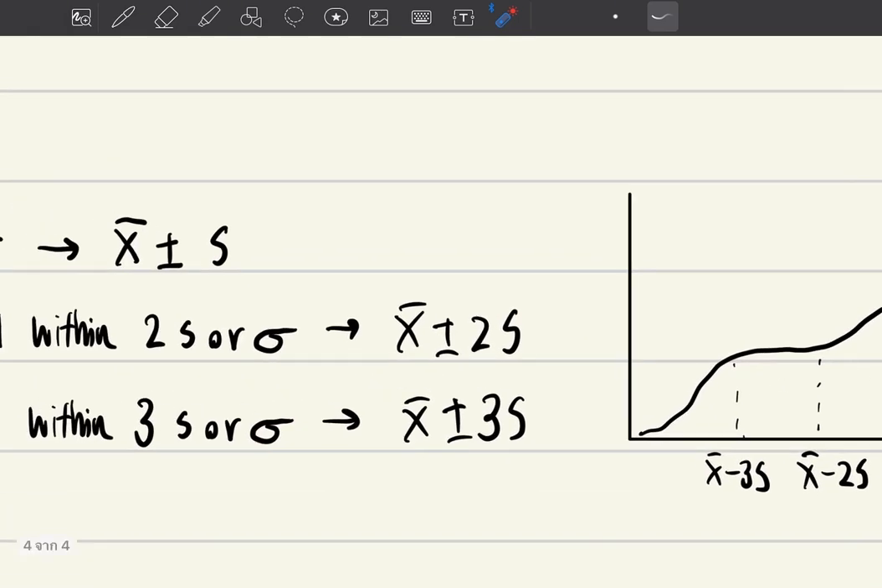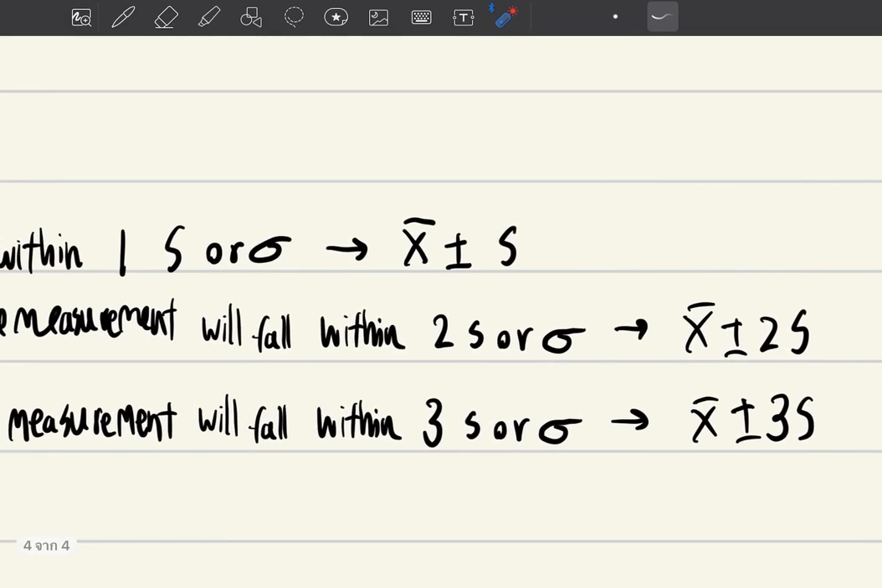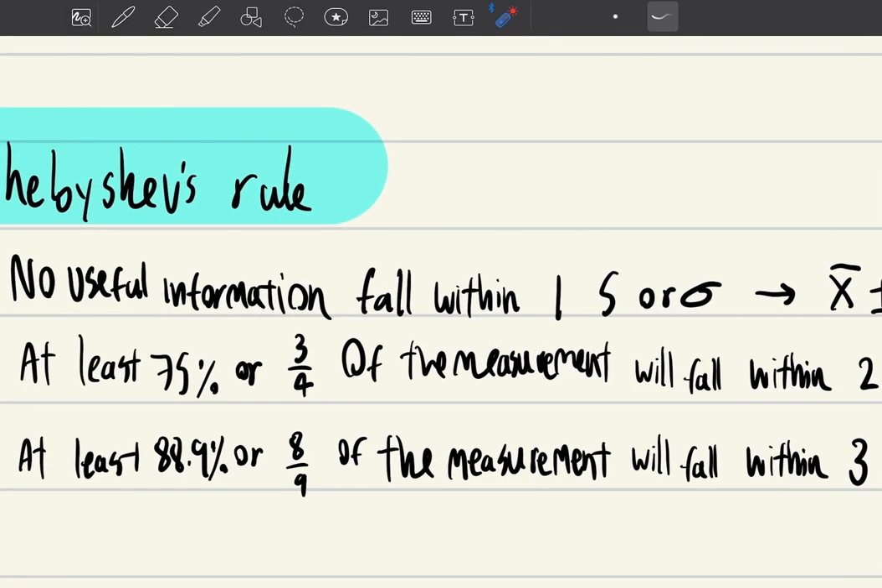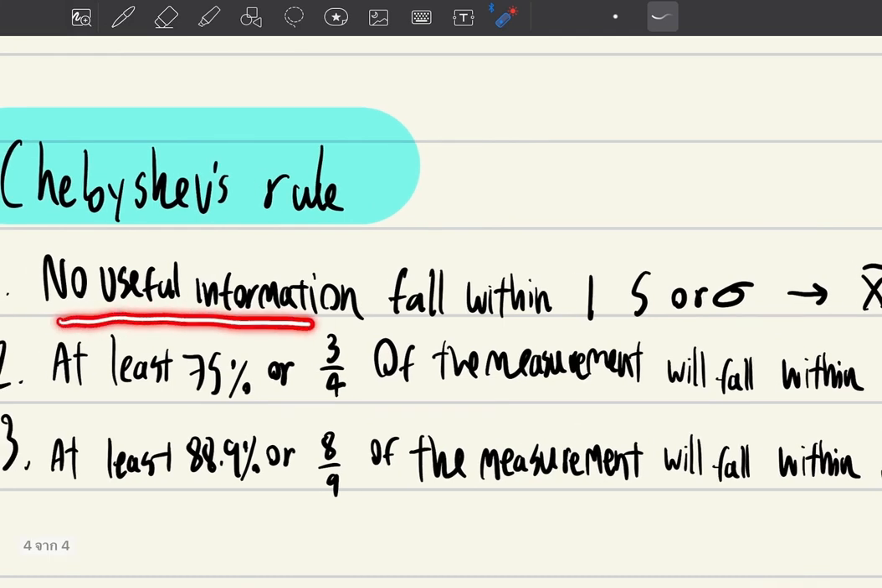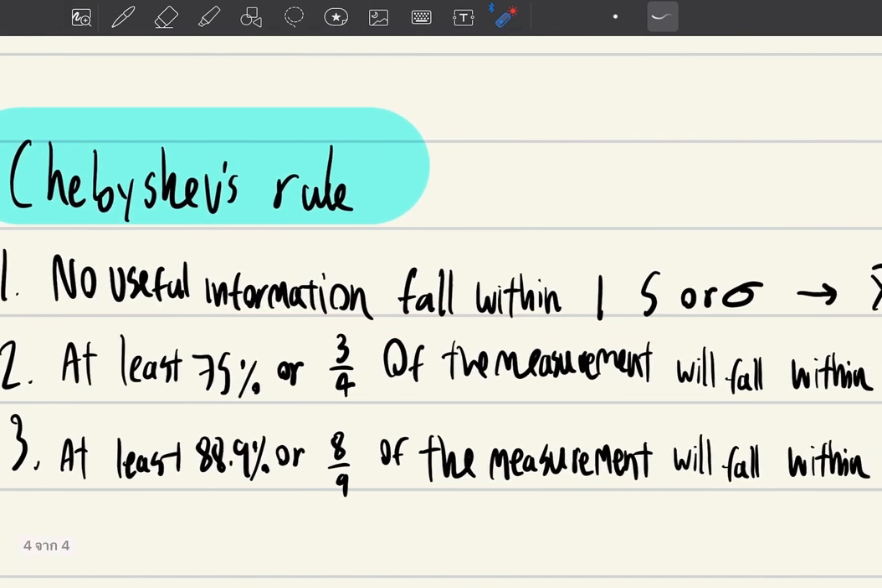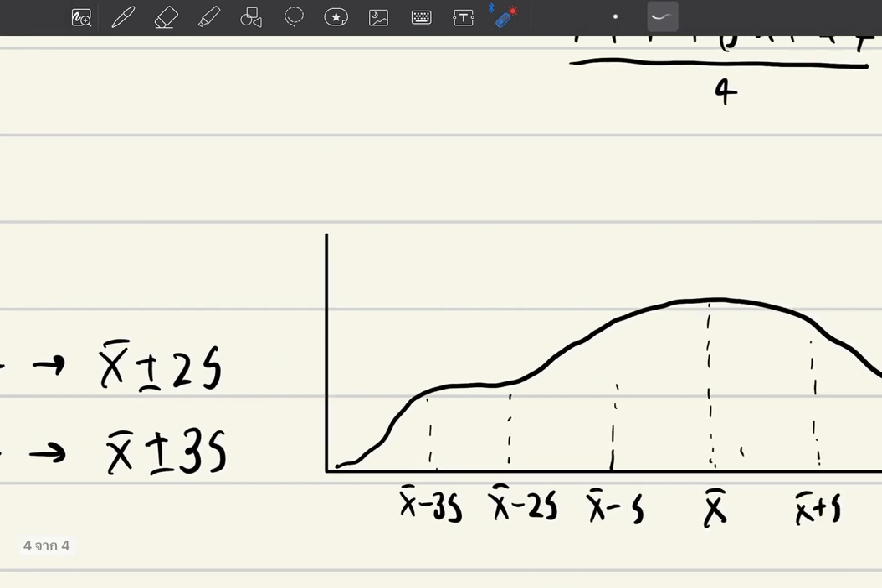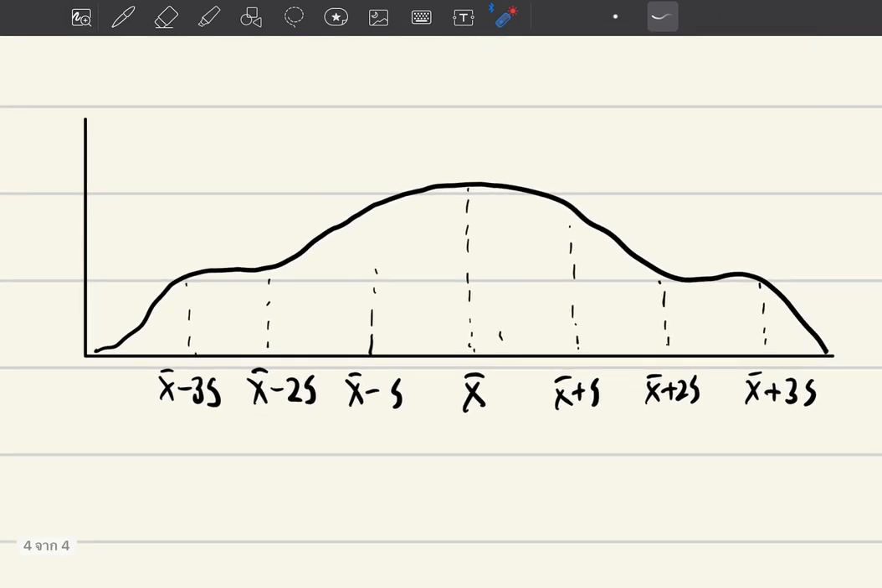So the first rule that we're gonna learn is Chebyshev's rule. Chebyshev's rule tells us that no useful information falls within one standard deviation. So we can write it like this. So no useful information falls within this range.